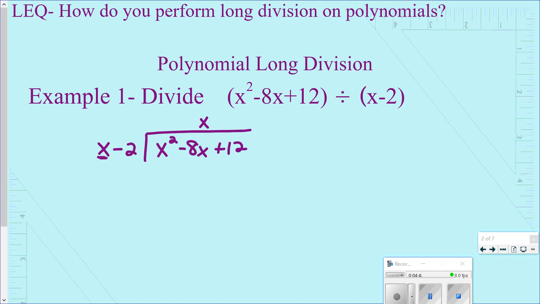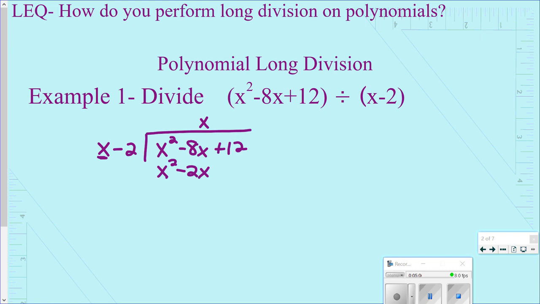So then what I do next, just like I did a moment ago with the numbers, is I'm going to multiply. So x times x is x squared. But it's not just x, it is a binomial, it's x minus 2, so I have to distribute the x to the -2 as well, which gives me -2x.